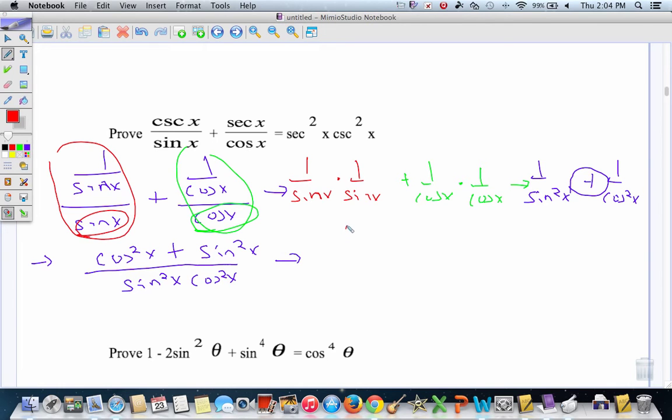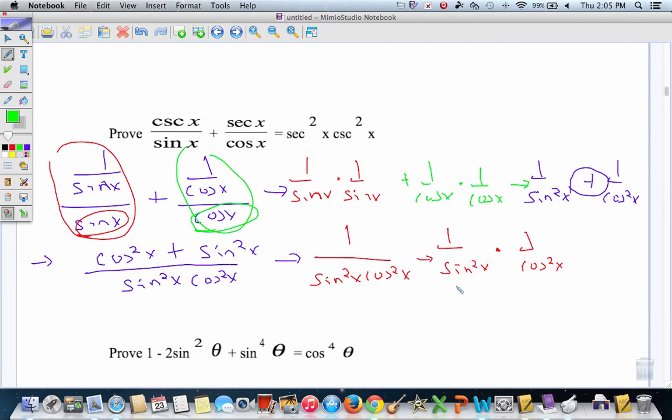Now, if we're paying attention or know our Pythagorean identities, cosine squared plus sine squared is 1. And now, in my denominator, I have a product instead of that sum that we just had 2 steps ago. So I'll break that into two separate fractions as 1 over sine squared times 1 over cosine squared. Just as a check, if I multiply this back together straight across, 1 times 1 is 1. Sine squared times cosine squared is sine squared cosine squared.